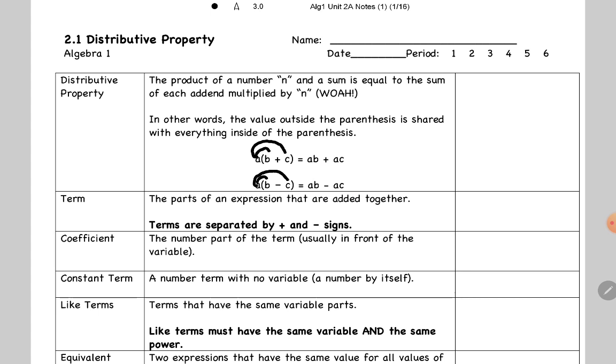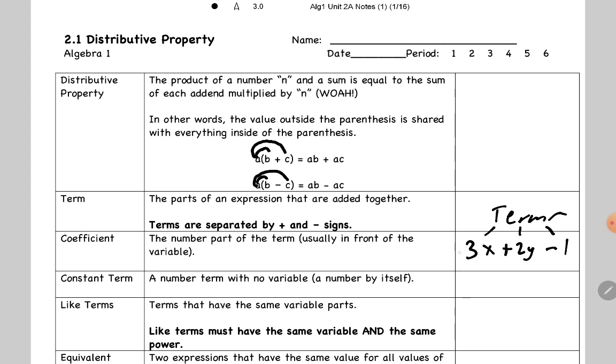Terms are the parts of an expression that are added together. Let's do an example here with some random stuff. These would be the terms, the things that are being added or subtracted together. So the 3x would be a term, the 2y would be a term, and the minus 1 would be a term.